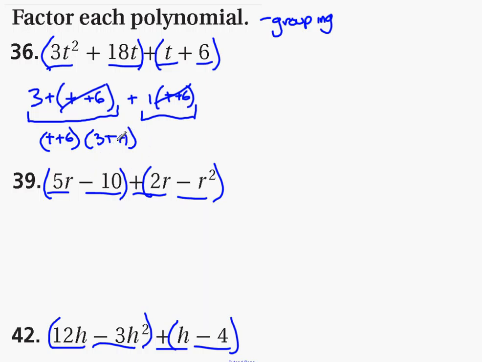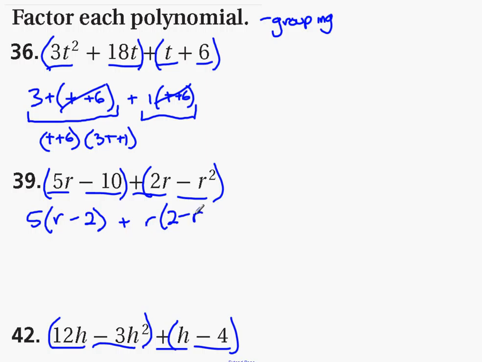Going to the second group, same process. Greatest common factor between 5r and 10 is 5. What would I multiply 5 by to get 5r? r. And how about 10? I would multiply 5 by 2. Okay? Finding the greatest common factor here, let's see, is probably going to be r.